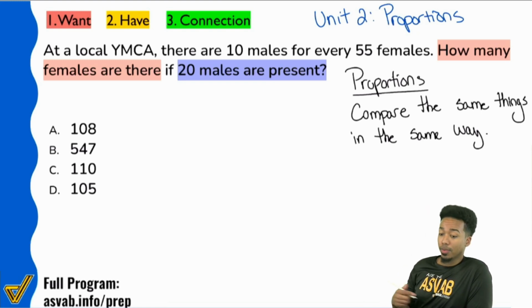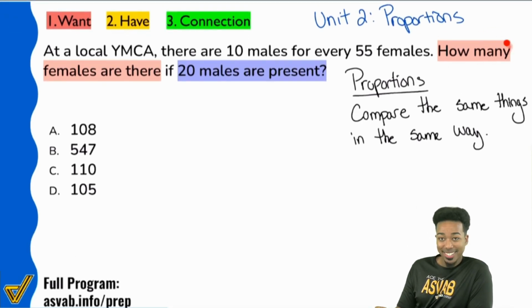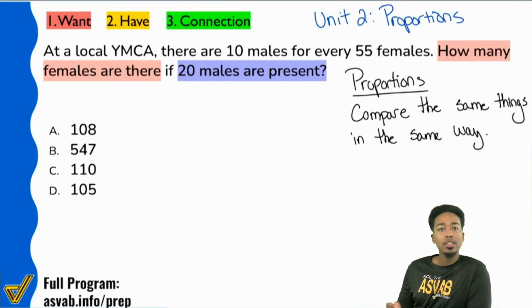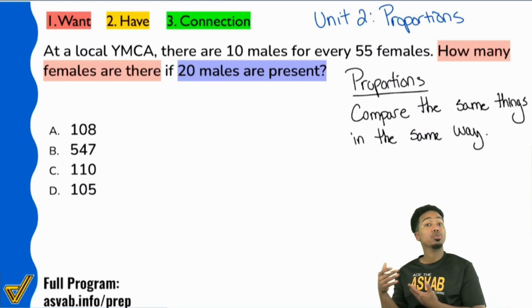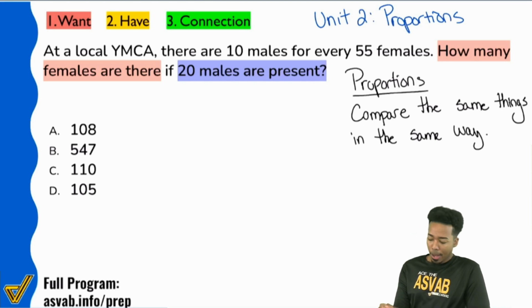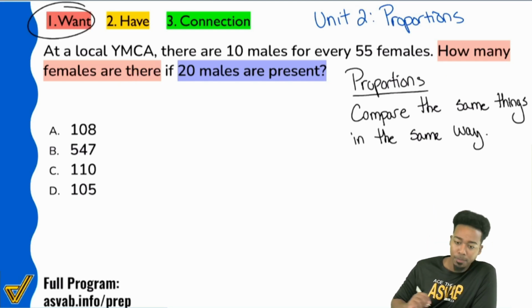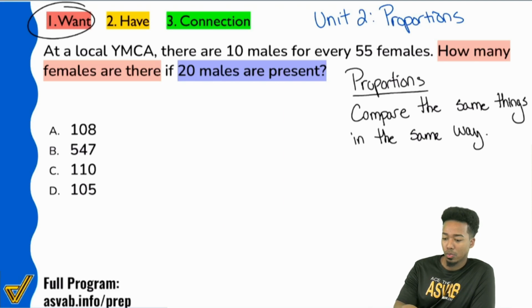Look at the question. Read the question starting from right above my big old head. It says, how many females are there if there are 20 males present? The 20 males being present is just extra information. They're attaching some information to that to give you a clue. But here they're saying, how many females are there? They're clearly asking for females, and so we have to write that down. Step one, what do we want? So let's write that down.